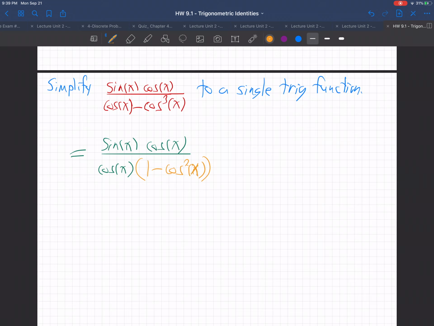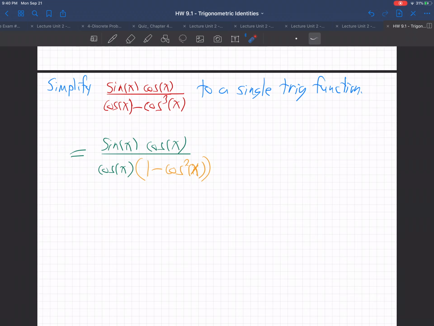Let me help you see what I just did there. Do you see that if I multiplied this cosine in, it would go right back to these? Because cosine times 1 would be cosine, and cosine times cosine squared would go back to cosine cubed. I just factored out a common cosine. It's just reverse distribution, isn't it? That's called factoring.